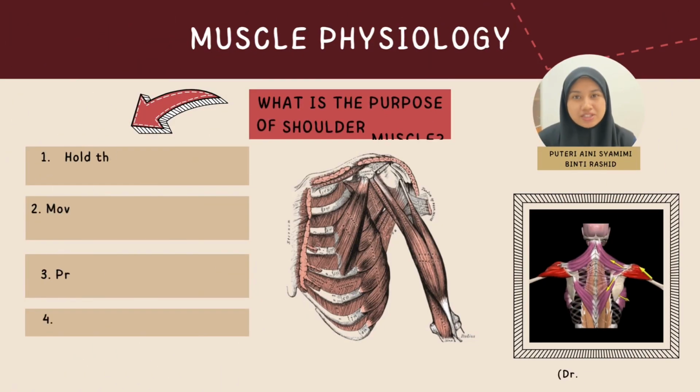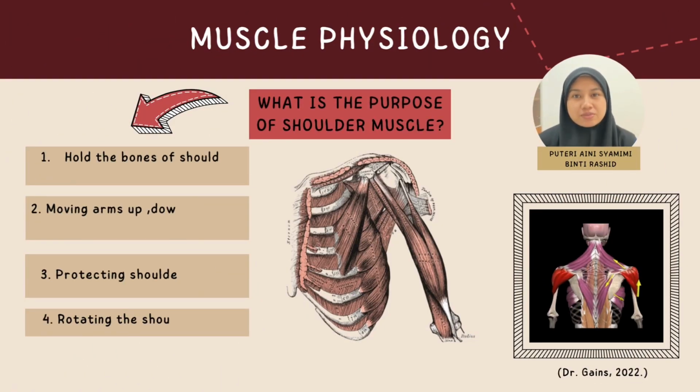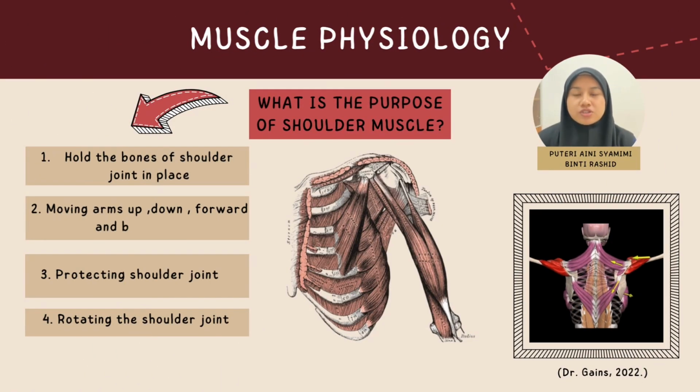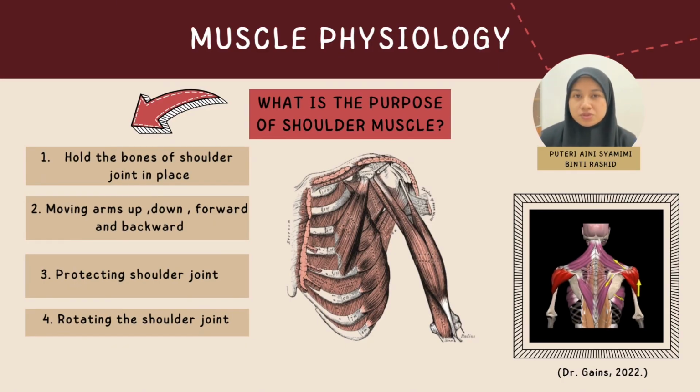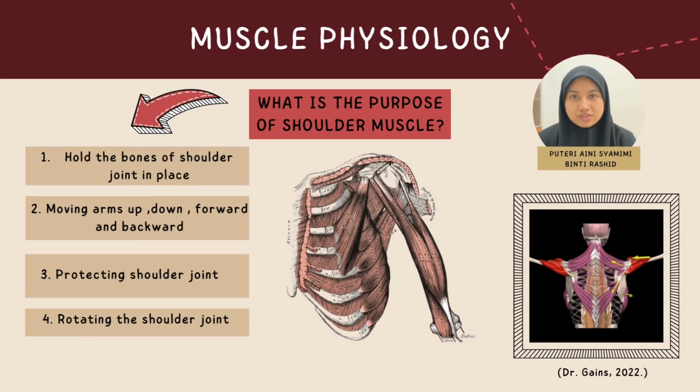I will be explaining to you about the physiology of muscles for the shoulder. Your shoulder muscles are skeletal muscles. Tendons attach them to bones. They are voluntary muscles, meaning you control how they move and work. First things first, what is the purpose of the shoulder muscles? The shoulder muscles serve a variety of functions, including holding the bones of your shoulder joint in place, moving your arms up, down, forward and backward, protecting your shoulder joint, and rotating your shoulder.